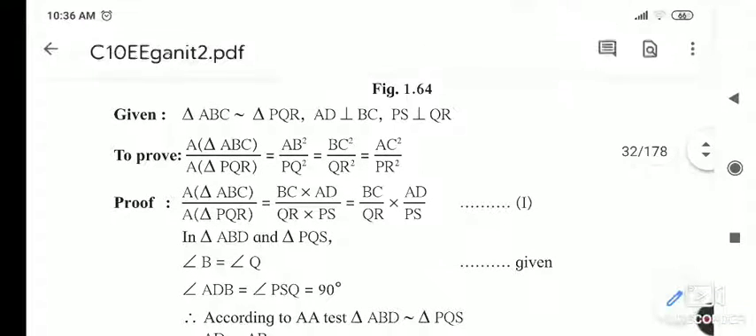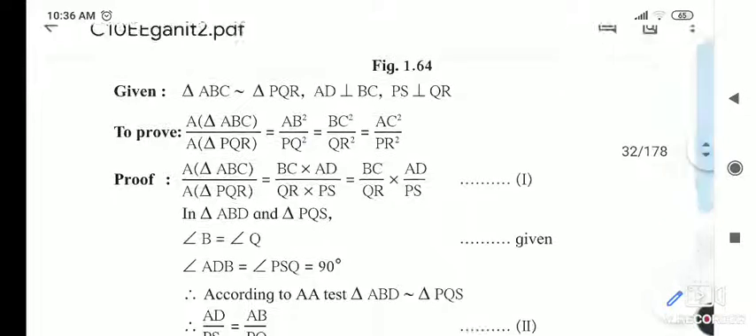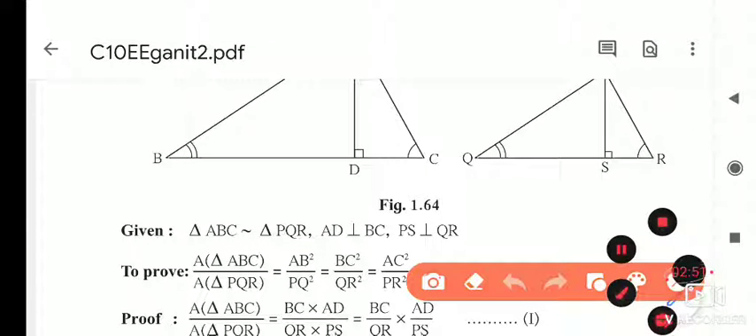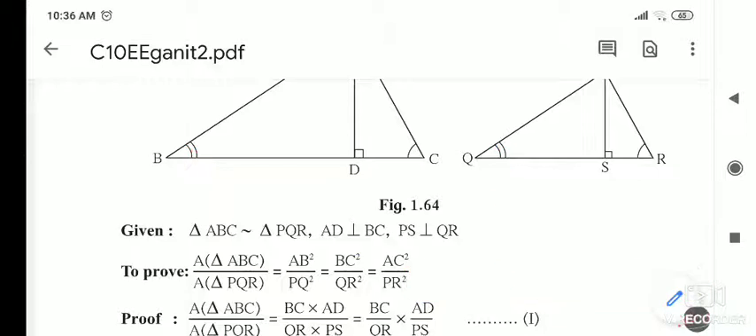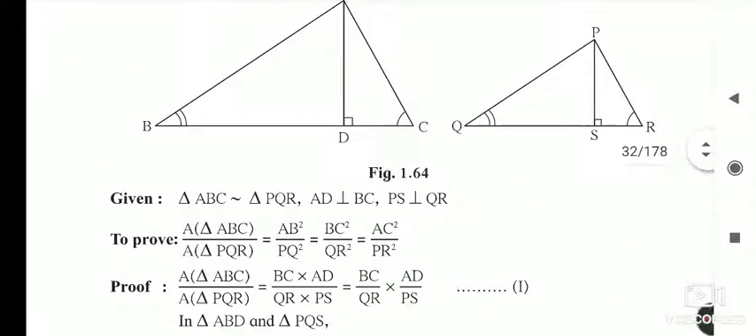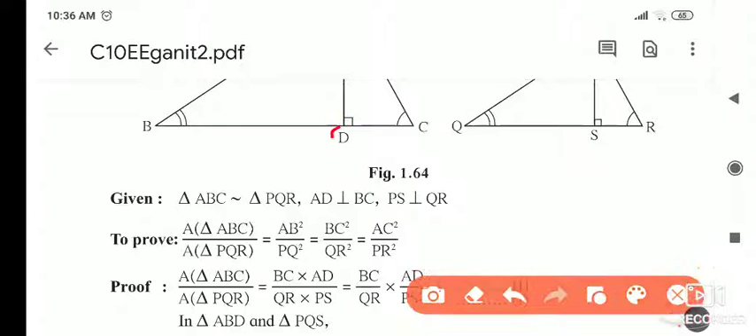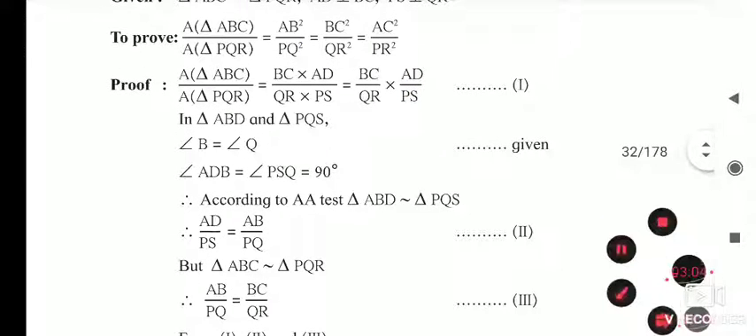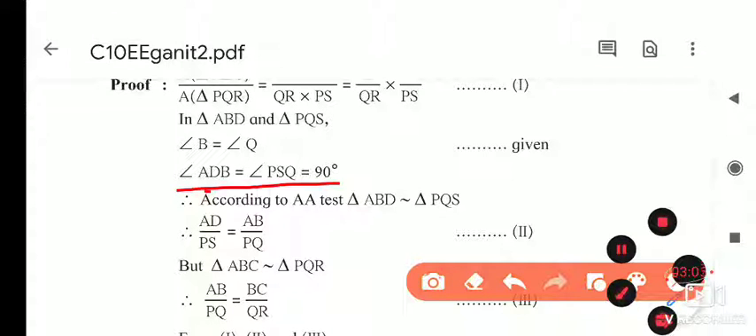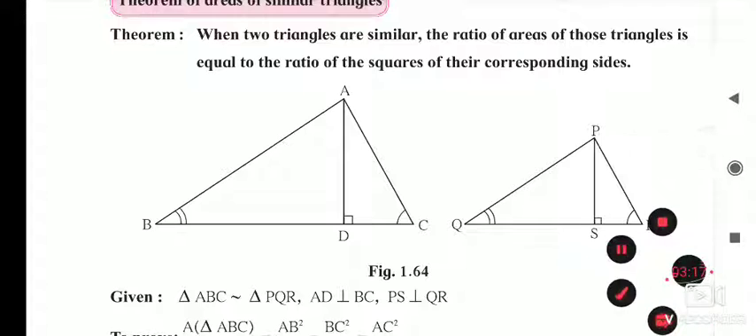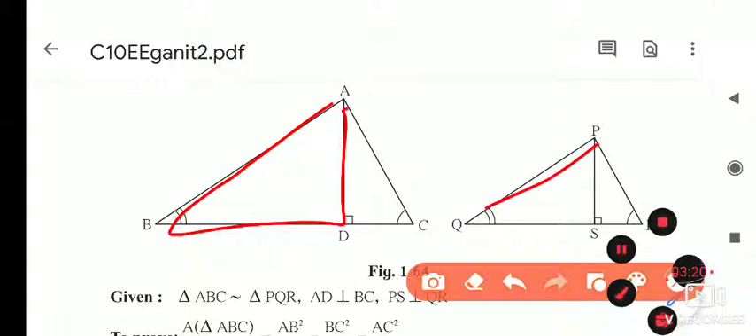So in these two triangles, angle B is congruent to angle Q, because these are similar triangles and the angles of similar triangles are congruent to each other. Okay, so B is congruent to Q, and as you know, AD and PS are the heights, so they are perpendicular to the base. So angles ADB and PSQ are equal to 90 degrees, and according to the test of similarity, these two triangles, ABD and PQS, are also similar to each other.